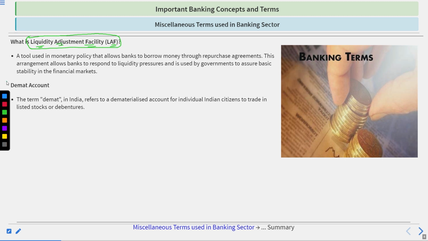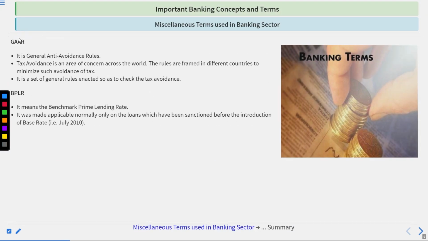Then now we have the demat account. If any one of you deals in the stock market, then you must be aware of the term demat account. The term demat in India refers to the dematerialized account for individual Indian citizens to trade in listed stocks or debentures. Generally, it provides you a facility to sell or buy securities and shows you in the balance how many stocks or debentures you are holding and how many you have sold out. Now we have the GAR.